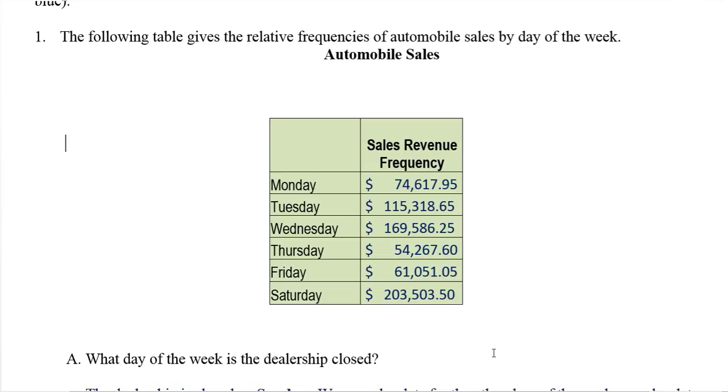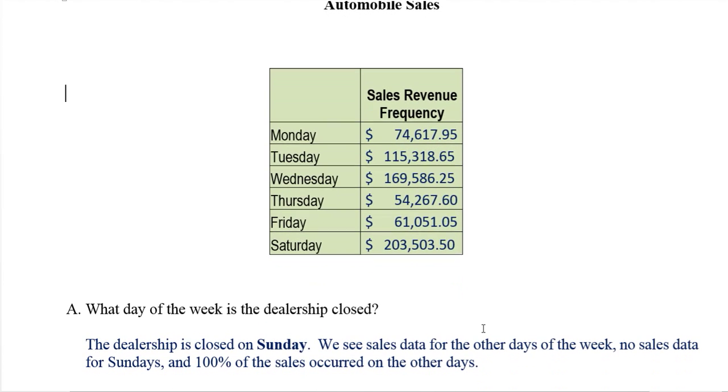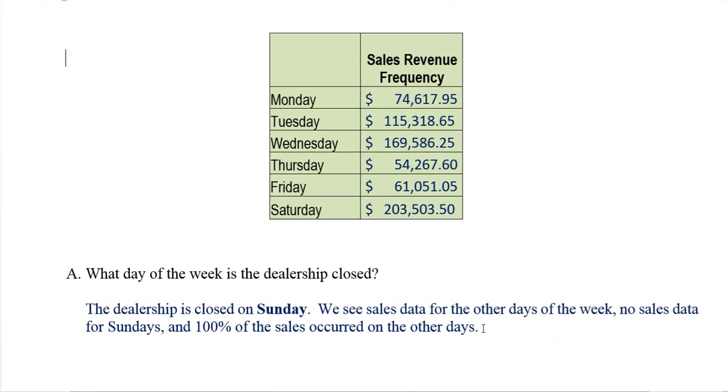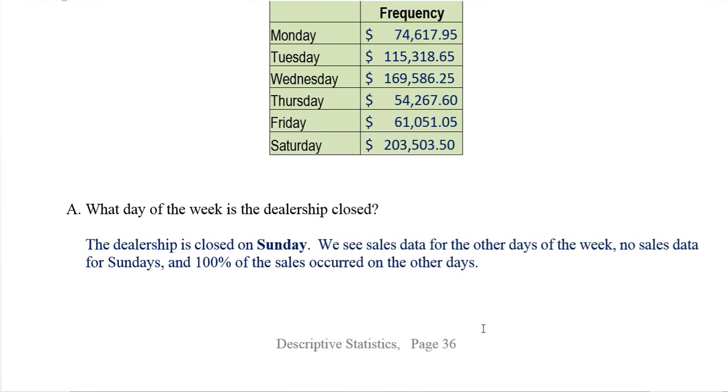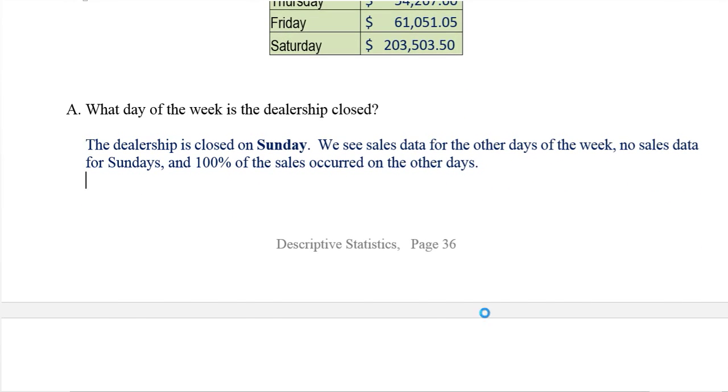So first question is, what day of the week is the dealership closed? Well, if you see you have sales figures for Monday, Tuesday, Wednesday, Thursday, Friday, and Saturday, but no sales figures for Sunday, we can assume that this dealership may be closed on Sunday. Assuming the table, of course, is complete.